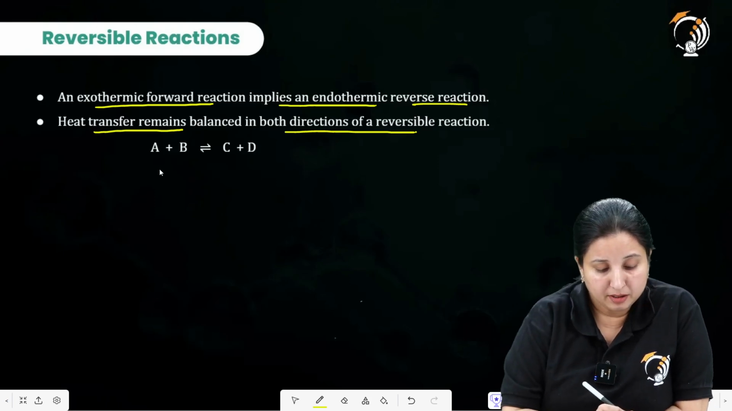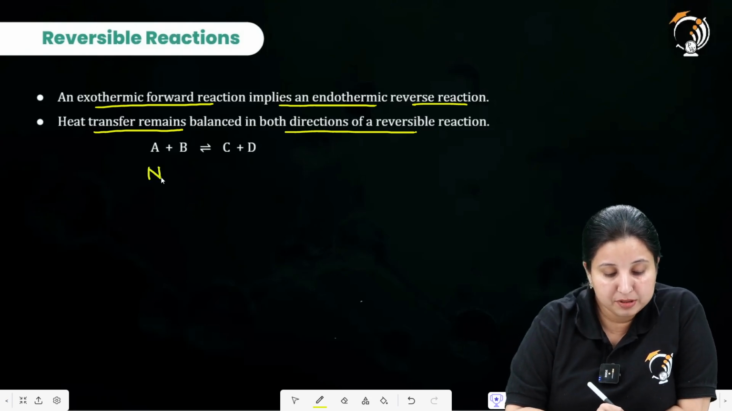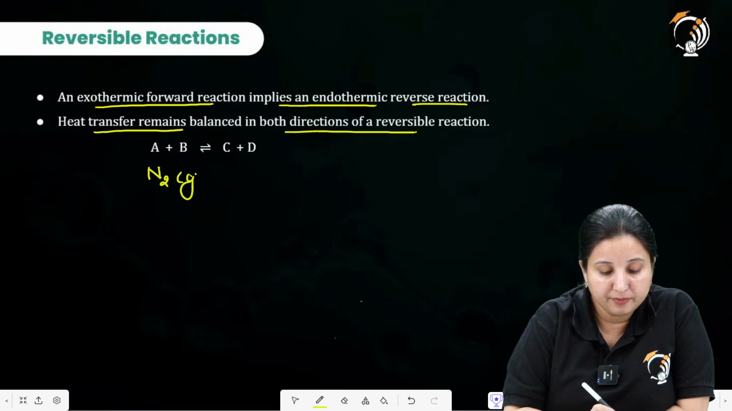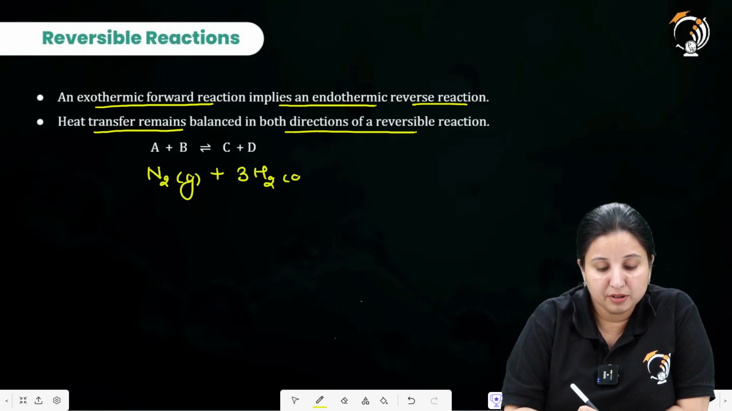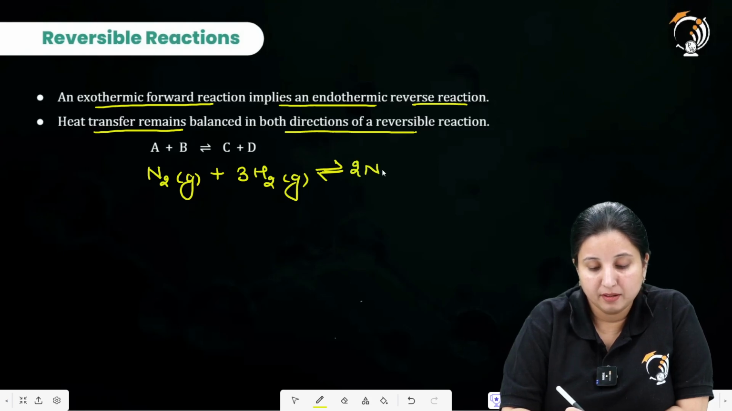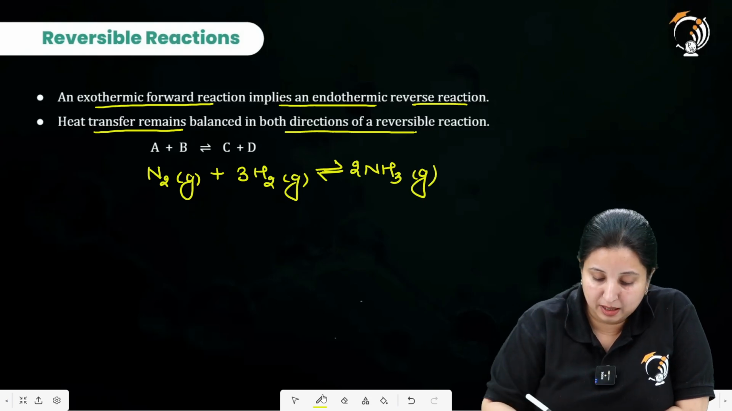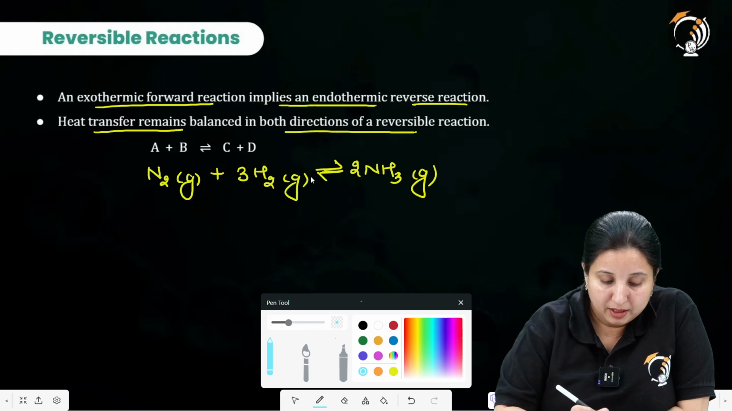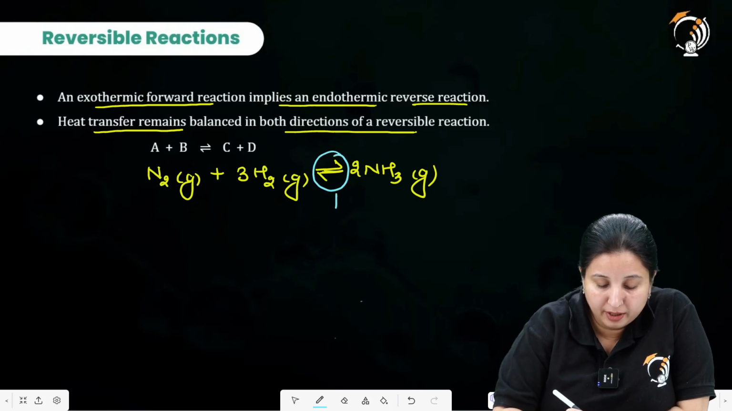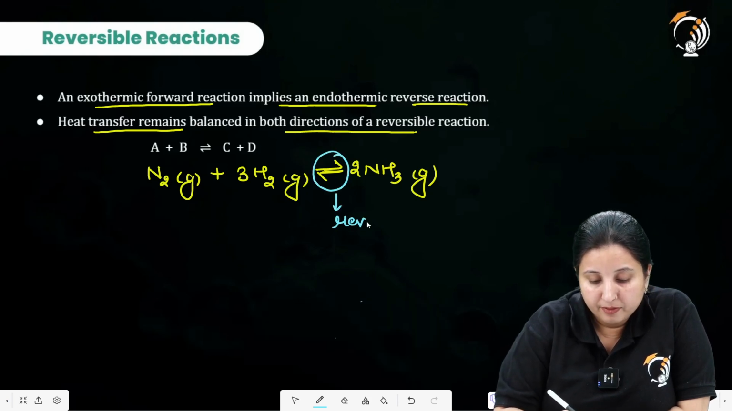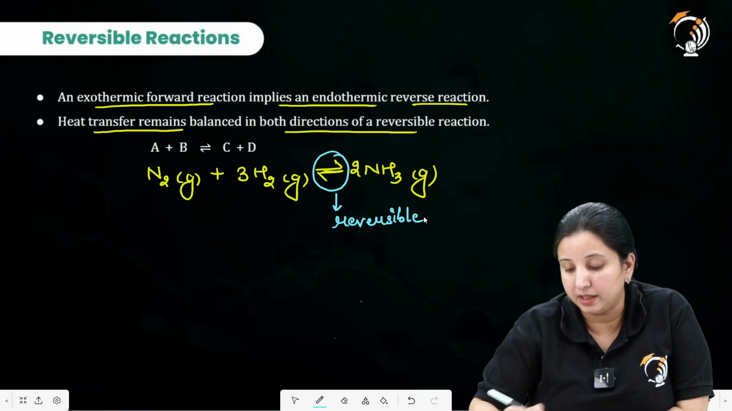Like we can have over here, say suppose nitrogen, hydrogen gives NH3 gas. So this double-sided arrow shows that the given reaction is reversible in nature.